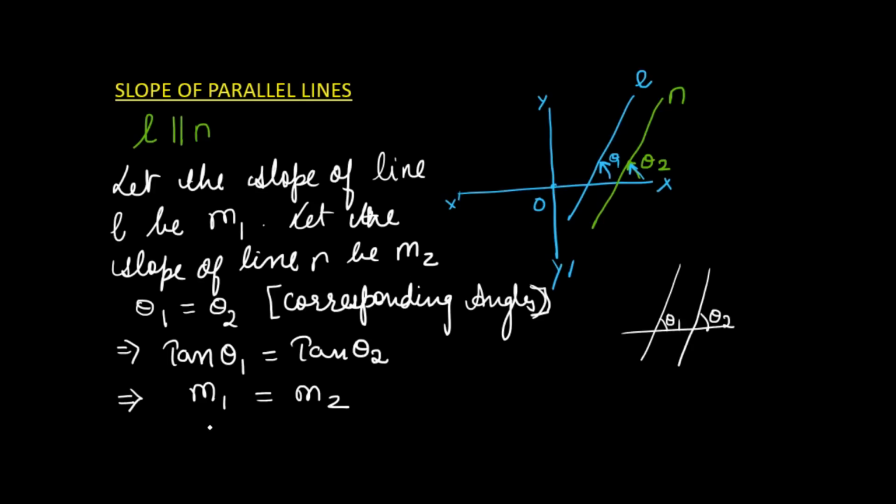Okay, so whenever there are two parallel lines, the slopes of the two parallel lines are always equal, because the angles which the lines make with the positive direction of x-axis are equal. Okay, I hope this much is clear. Let us do one example.